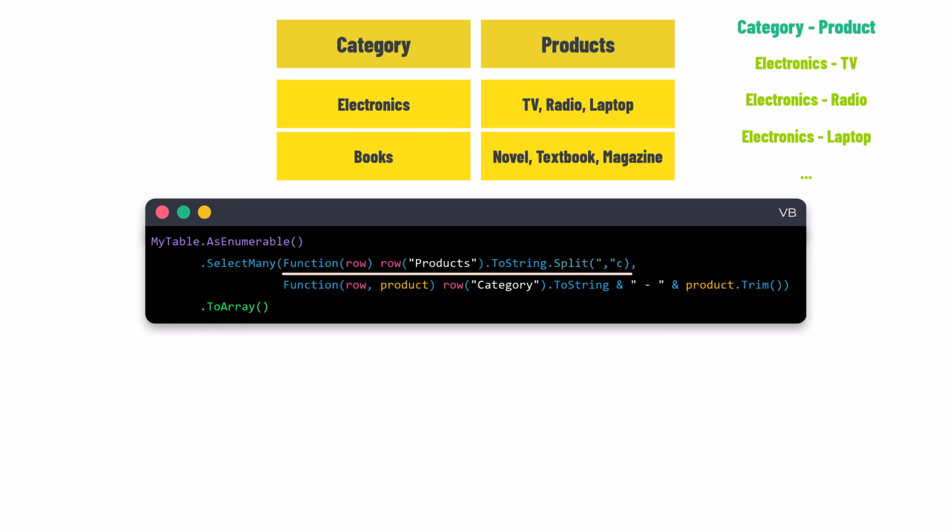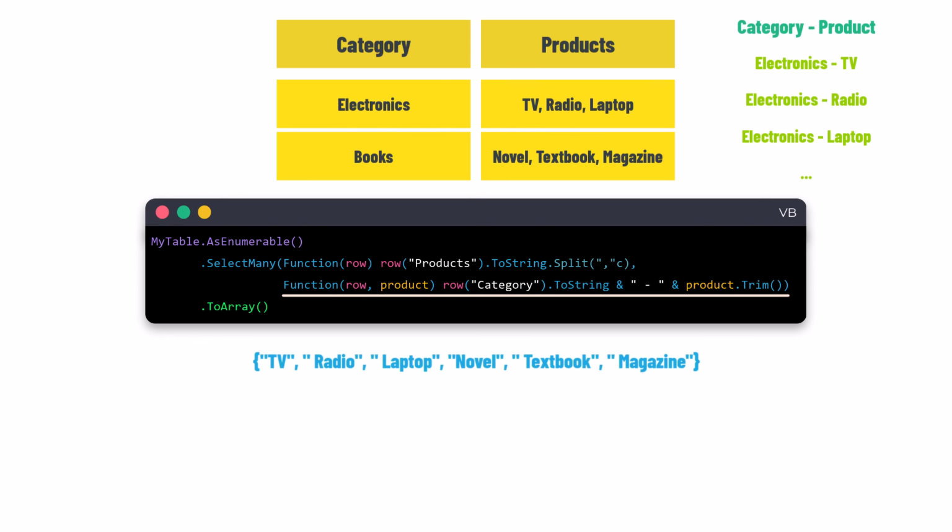The purpose of the first lambda expression of SelectMany method is to select the different product values from the products column. It transforms each row's product list into a collection of individual product strings. This results in an array of strings, where each value from the second column is an individual item. The second lambda expression is slightly more complex, as it takes two parameters. The first parameter, row, represents the data row currently being processed. It contains the category and the products. The second parameter, product, represents each individual product derived from the first lambda expression.